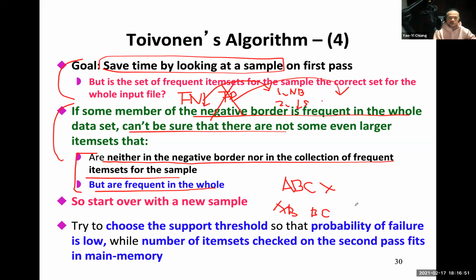A, C. Okay. Frequent, frequent, frequent. And we add this into the negative border. Are we good so far? Yes? Okay. So in the second step, what are the things we have to count?